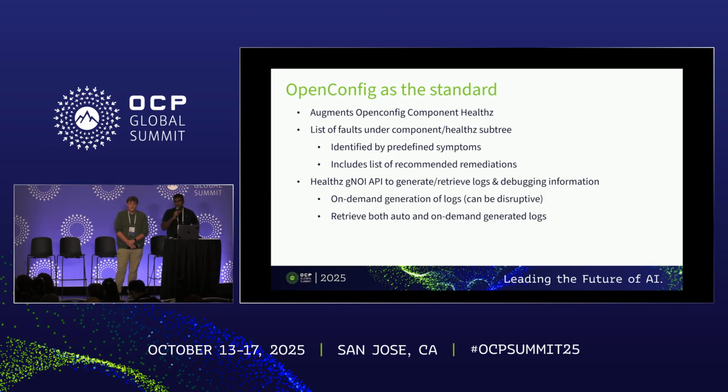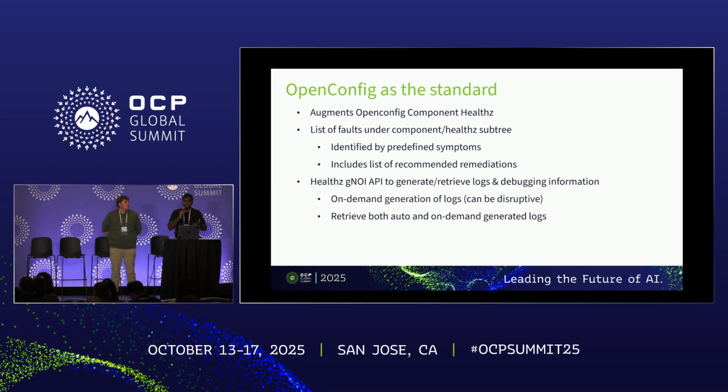Openconfig is the standard that you are going with. So today, the Openconfig component model already has a health-Z subtree, which generally specifies the health of, or is used to export the health of, a component. What we want to do is add a list of faults under this subtree so that the device can export one or more faults for each component that the device contains.